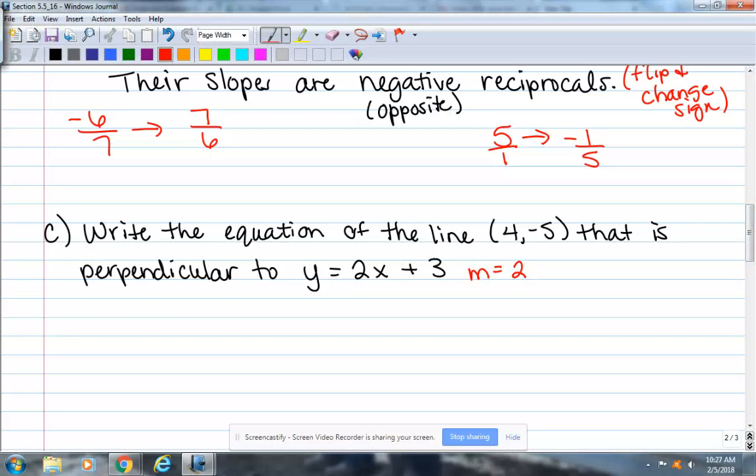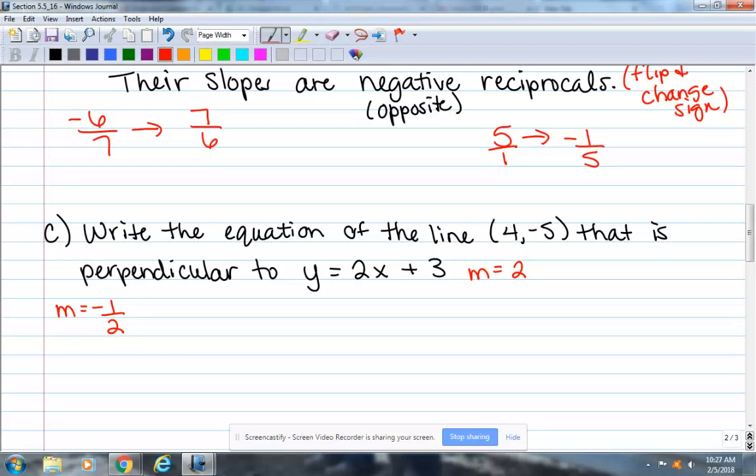So if their slope is 2, and we want this line to be perpendicular, then what does our slope need to be? -1/2. Yeah, put a 1 underneath, flip it, change the sign. Our slope needs to be -1/2. Are there any questions about why I'm going to use -1/2? Please sit up, take notes. Any questions about that?